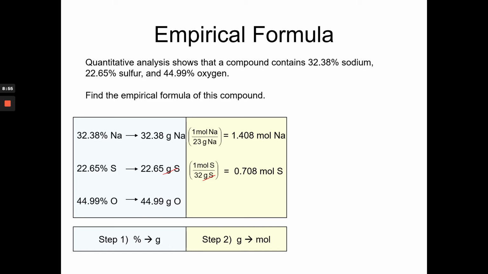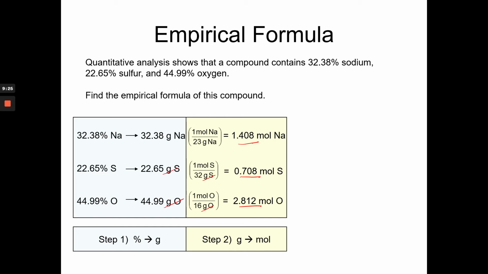And finally, let's do it for the last element. Oxygen is element 8, and it weighs 16 grams per mole. Again, please notice the grams of oxygen cancel, and I'll be left with moles of oxygen. Now, the other thing I want to point out is when I write these values, notice that I keep quite a few decimal places here. I will generally keep 3 or 4 decimal places. Don't round too early. It'll cause problems later on.